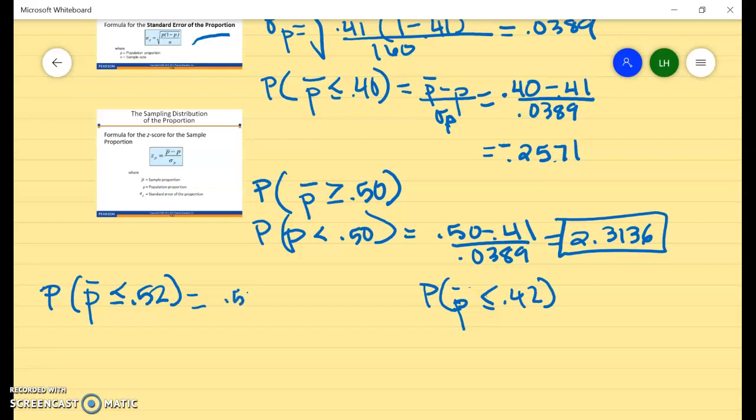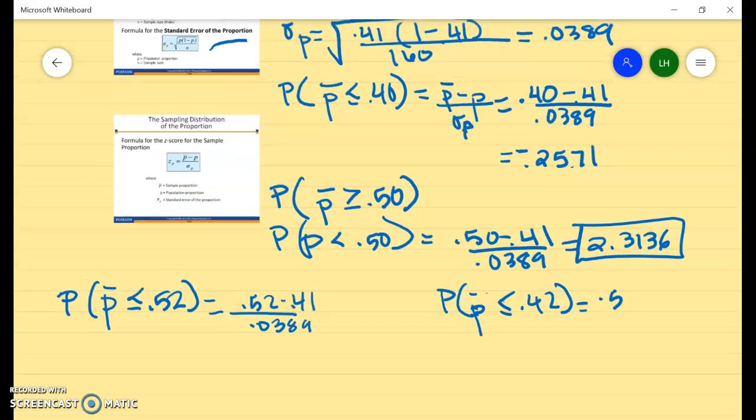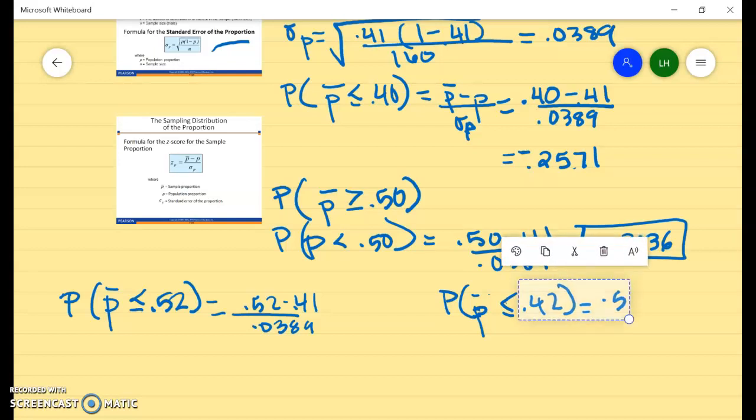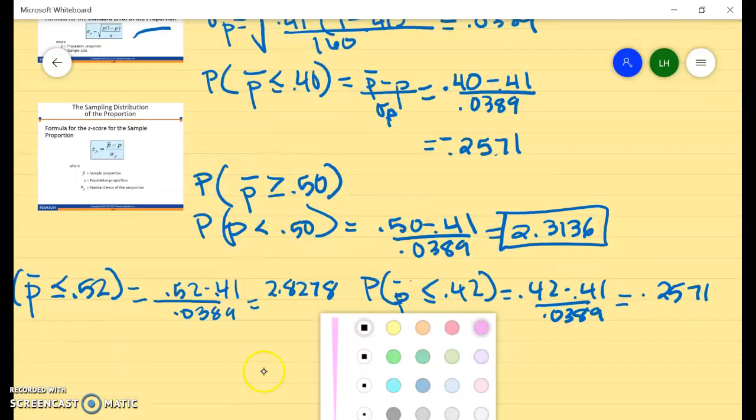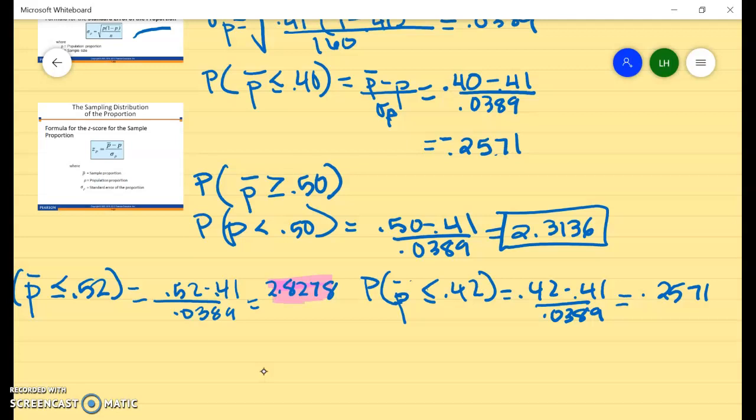So this is going to be 0.52 minus 0.41 over 0.0389, and this is going to be 0.42 minus 0.41 over 0.0389. So let's see what we get for those values. Okay, so I get 2.8278 and I get 0.2571.